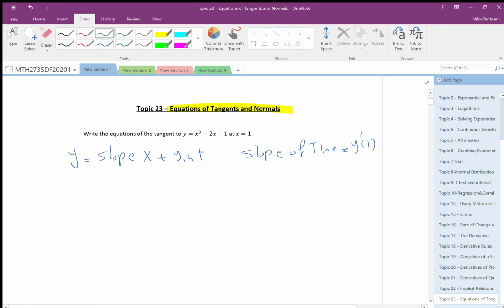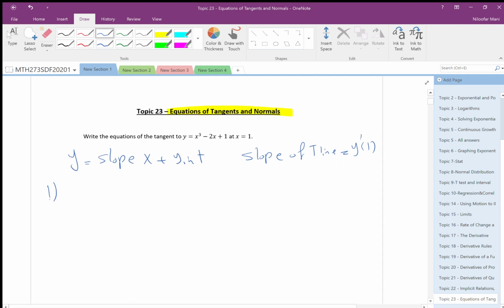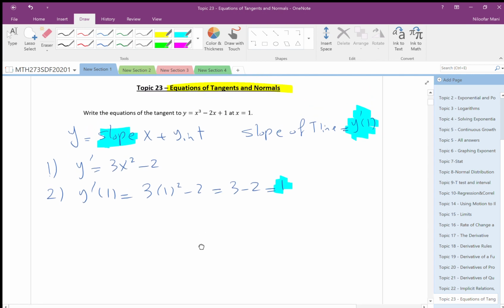Oh, perfect. So the first step is I need to find the first derivative. Y prime is 3x squared minus 2. Then y prime at 1, which is 3 times 1 squared minus 2, which is 3 minus 2, which is 1. Oh, perfect. I have this one, the slope.